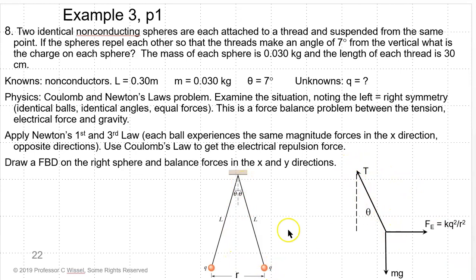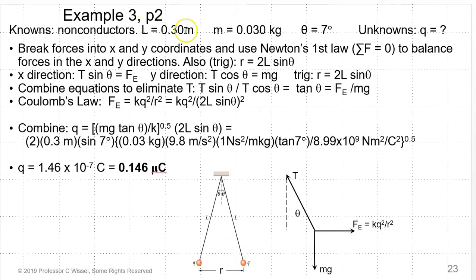So in other words, here's the tension in the string. Here's the electrical force pushing this one this way. And here's the weight that's trying to pull it back down again. Okay, I've repeated the knowns and unknowns up at the top here. We're going to break the forces into x and y components just like we did before. We're going to use Newton's first law, the sum of forces equals 0, to balance the forces in the x and y direction. We also know from trig that r equals 2 times L sine theta.